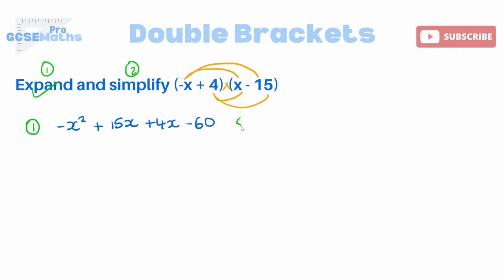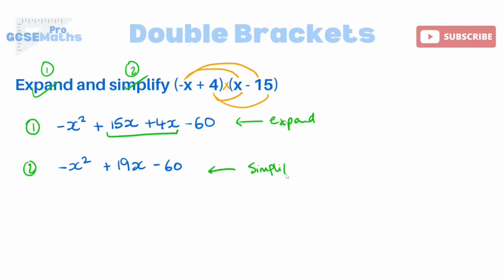So we've expanded. Now we can simplify. So step 2, simplify. Again, as I said before, if you do it in this order, you should just find that the 2 like terms, or the 2 x terms, will be in the middle anyway. You can just add them together in this case. Minus x squared stays the same. 15x plus 4x is 19x. And the minus 60 is at the end. Okay, so now we have simplified as well.